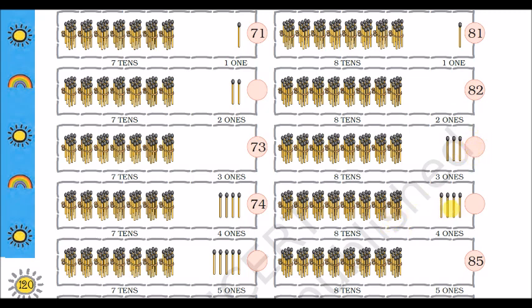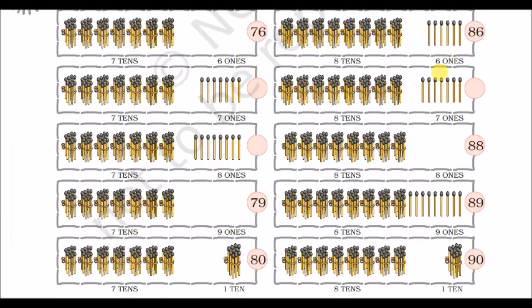8 tens and 4 ones, 8 and 4, 84. 8 tens and 5 ones, 8 and 5, 85. 8 tens and 6 ones, 8 and 6, 86. 8 tens and 7 ones, 8 and 7, 87. 8 tens and 8 ones, 8 and 8, 88. 8 tens and 9 ones, 8 and 9, 89. 8 tens and 1 ten, 80 plus 10, 90.